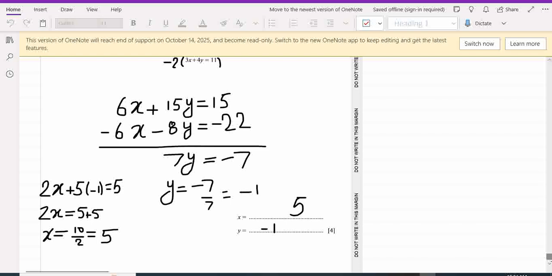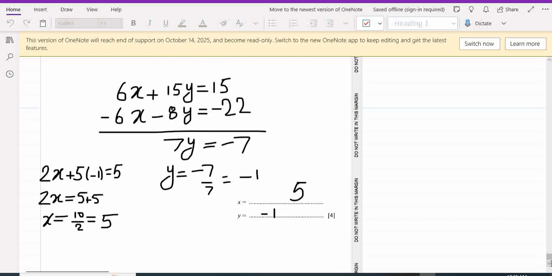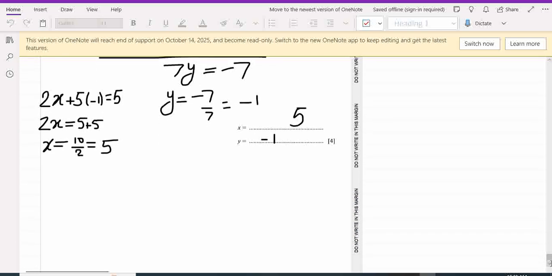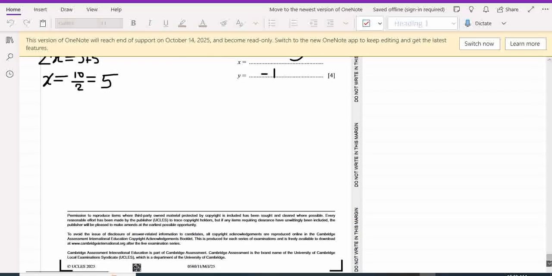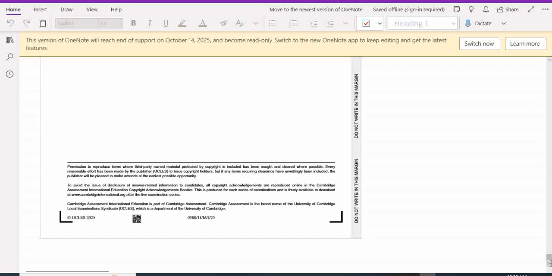So x equal to 5 and y equal to minus 1 is the final answer of the question. And this completes the question paper 1 period 1 of the May-June 2025 IGCSE 0580.